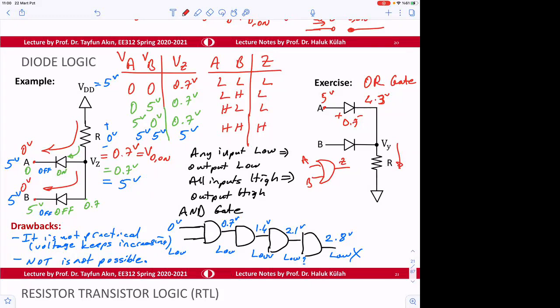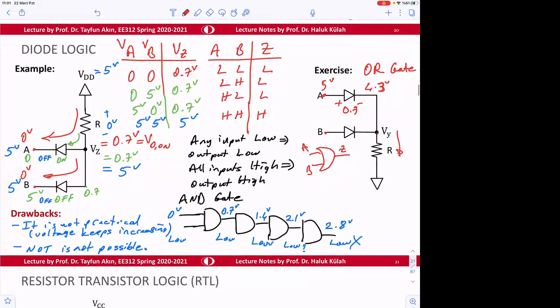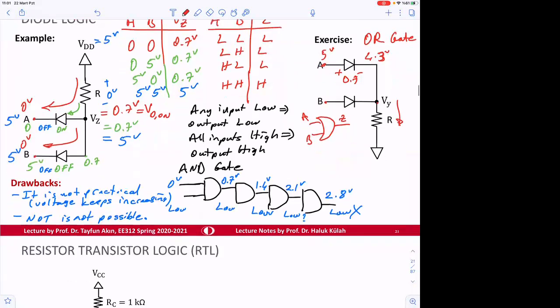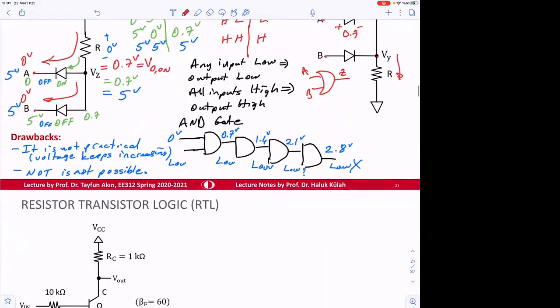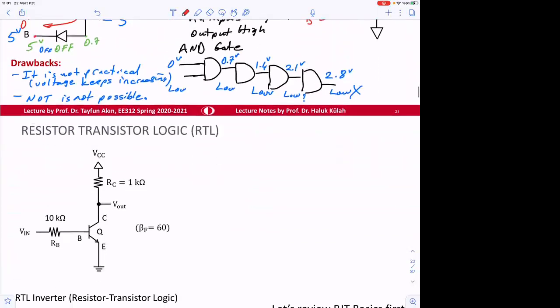Output is going to be low because if this is 0, this is 0, then both diodes are off and the voltage here is going to be 0 volt because no current is coming here. Okay, but again, here the voltage at the output keeps dropping from 5 to 4.3 and then next minus 0.7. So it's not practical. So we skip this, okay? But it's at least worth mentioning for a few minutes.